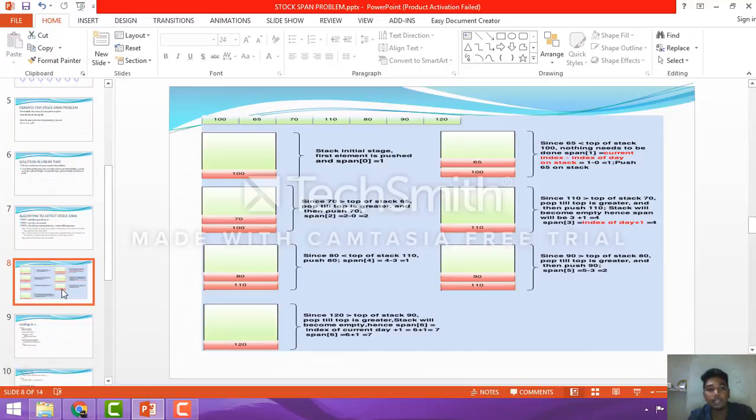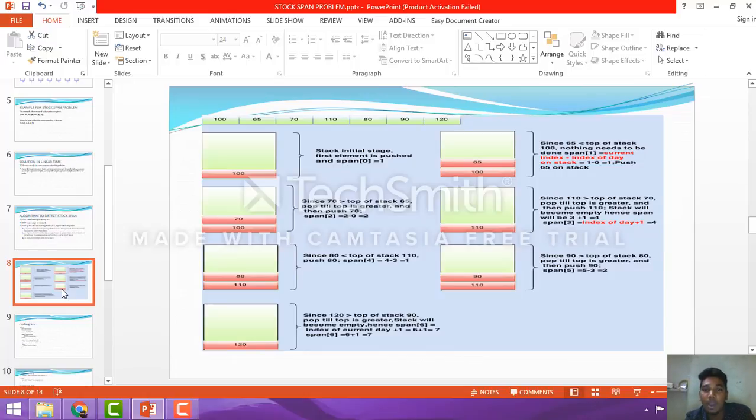So I already told you we have to put 1 as the span of the first day. Here 100 is the first day, that's why we put the span value as 1. Then move to the next step. The next step, here we have pushed 65. Why I am saying push: here we are using a stack. I know everyone knows about stack. So here we push 65.